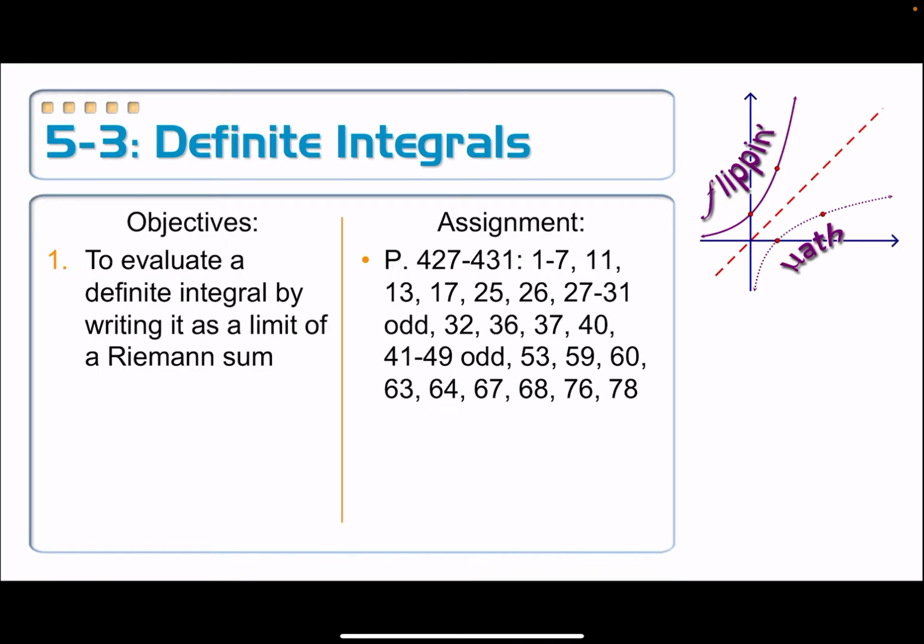So I know from experience, people writing down notation get very, very lazy. They leave stuff off. It's a lot to write down, a limit of a Riemann sum. If only there was a symbol that took care of all of that for us, and there is. It's called a definite integral. So our objective here is to evaluate a definite integral by writing it as a limit of a Riemann sum. We're going to see that those things are exactly the same thing.